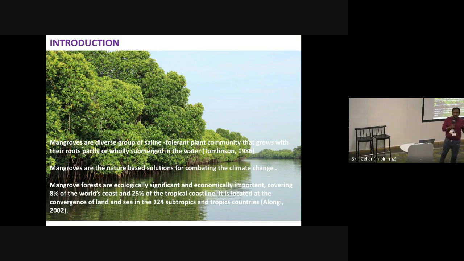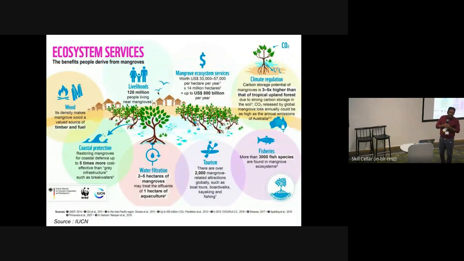So that's a special location where you can find only mangroves. These are some of the ecosystem services. It is estimated that the mangrove ecosystem service value is almost $800 billion per year, and for climate change regulation, it stores almost 5 times more carbon than tropical forest. For fisheries, almost 3,000 fish species have been found in the mangrove ecosystem itself, and of course there is tourism as well as some coastal protection.